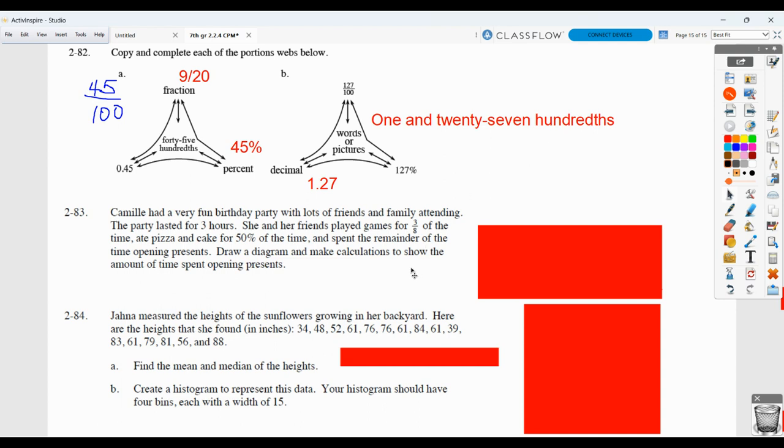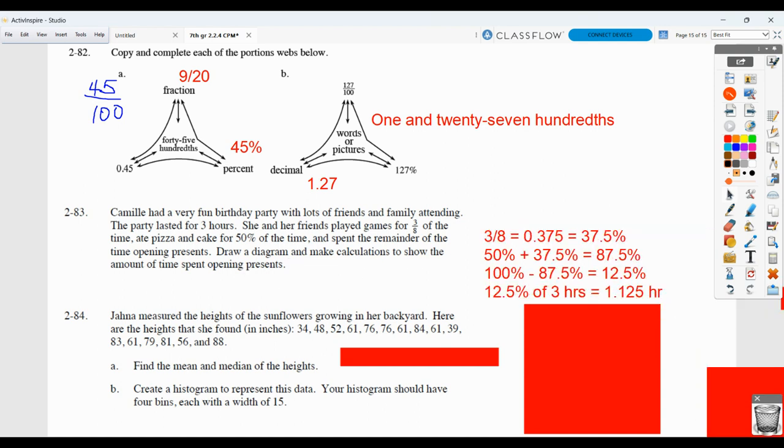Here, Camille had this fun birthday party. Lots of family and friends attended. The party lasted for 3 hours. They played games for 3/8 of the time, ate pizza and cake for 50% of the time, spent the remainder of the time opening presents. They want you to draw a diagram and make calculations to show the amount of time opening presents.